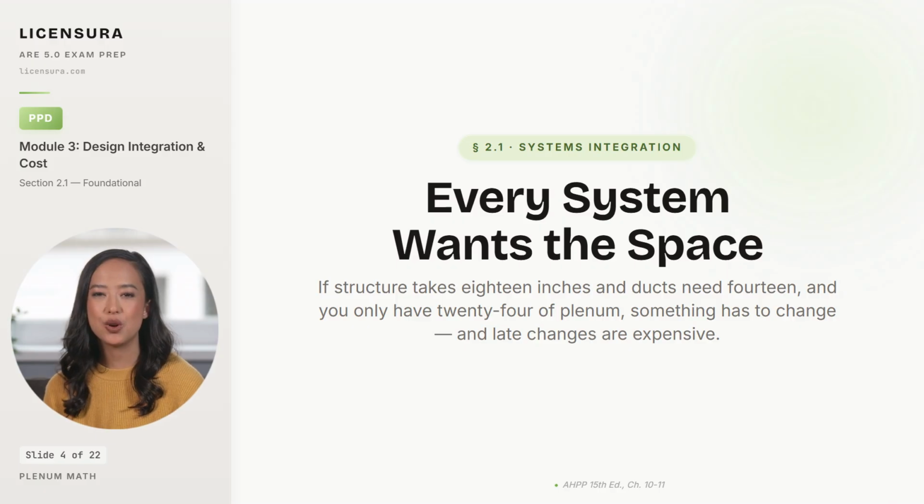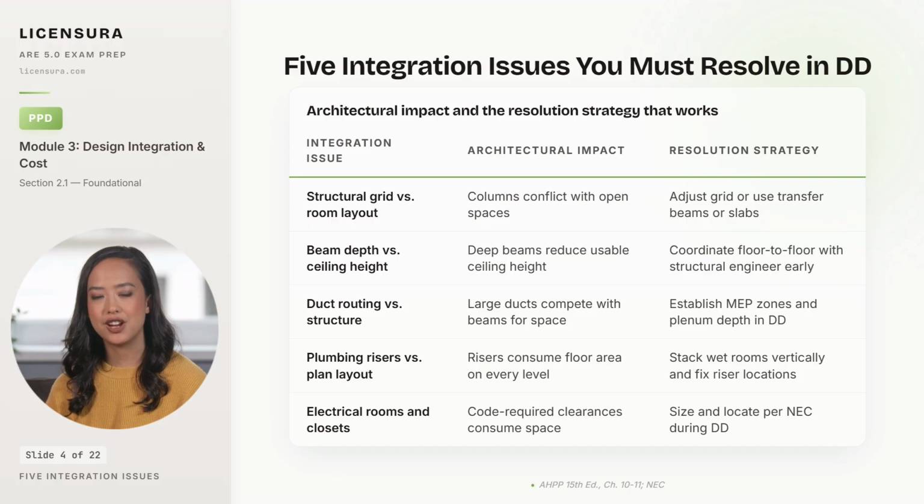The architect leads this coordination in DD, ensuring that structural grids align with architectural layouts, that MEP routes fit within the plenum you actually have, and that every system serves the design intent rather than fighting it. Pretending you can resolve plenum math after DD closes is how floor-to-floor heights get expensively revised in CDs. Let me walk you through the five most common integration issues and how disciplined architects resolve them in DD, not later. Five integration issues, each with a predictable architectural impact and a resolution strategy that works only if you do it in DD rather than later.